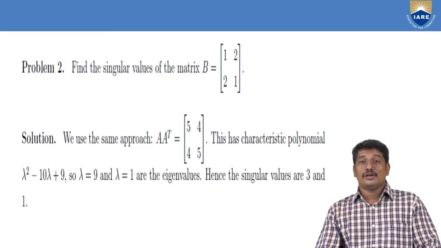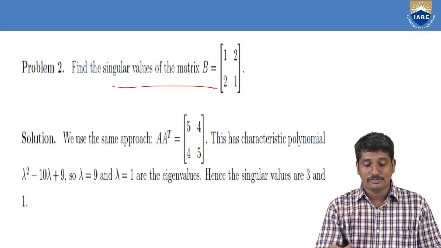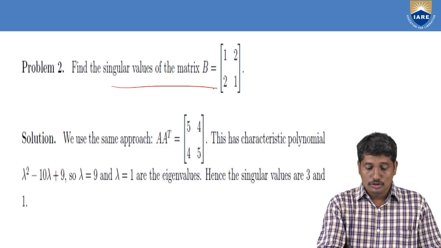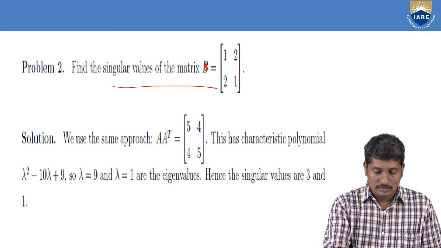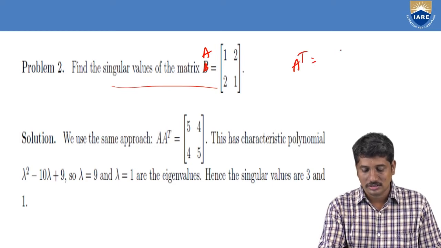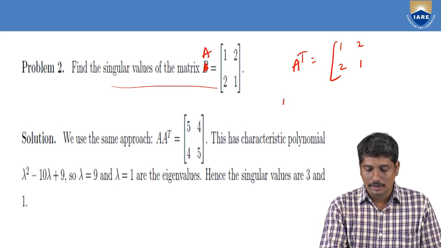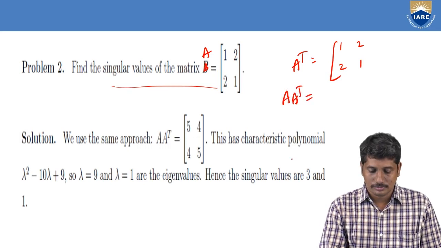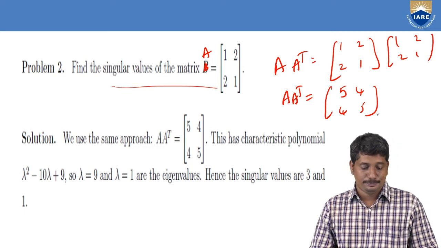Now we are going to see a simple problem: how to find the singular values of the matrix B. We take it as A, and A transpose is again 1, 2, 2, 1, and A into A transpose is nothing but 5, 4, 4, 5. You can easily verify 1, 2, 2, 1 into 1, 2, 2, 1. You can verify 5, 4, 4, 5.